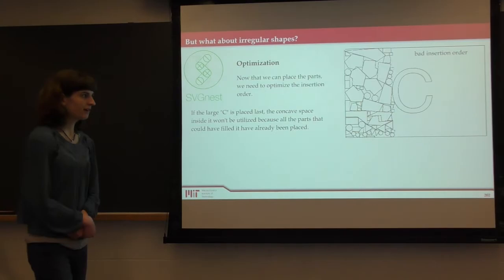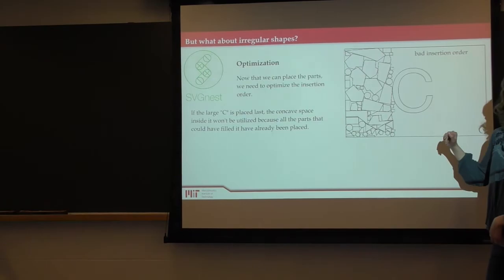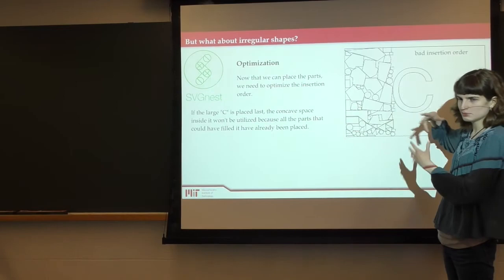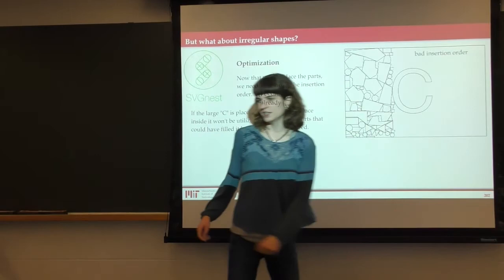So imagine this case here. If you place the big C here last, you're going to have filled up this whole area first, because the no-fit polygon method is going to be packing stuff in tightly. That means that you're going to have to put the C on the outside, which seems like it leaves a lot of wasted space. You want to use this stuff to fill in the C. In short, you want it to look something like this.